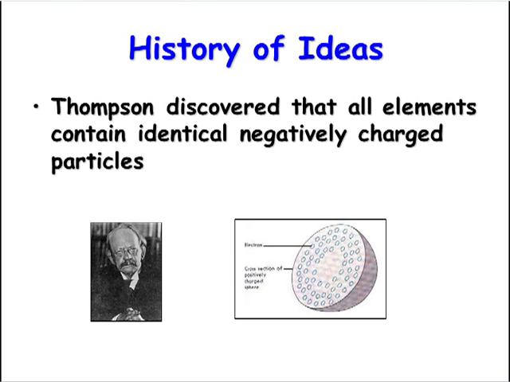This led to J.J. Thomson discovering that all elements contained identical negatively charged particles inside, and he put forward this idea of the plum pudding model, where there were bits of plum in a pudding. These electrons were just scattered all throughout this positively charged dense atom.